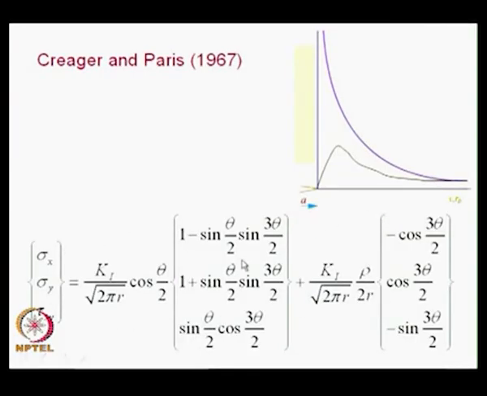So, the focus here is you are getting a sigma x value 0 at the blunted crack tip, and sigma x reaches a maximum at short distances away, and your sigma y value is not infinity, but it is very large, but it is a finite value.